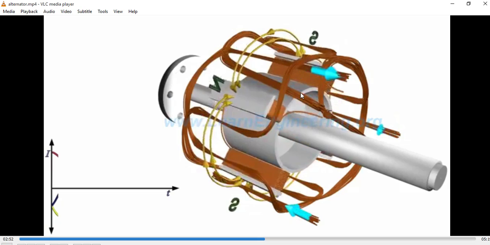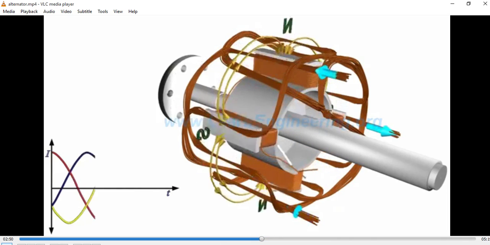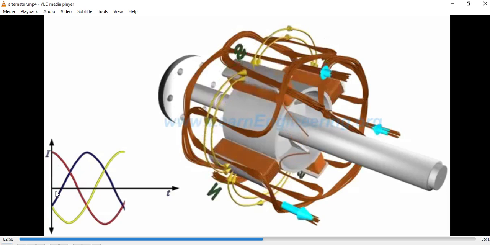Here we have the three-phase winding, connected with a 120 degree phase shift. That's why the EMF is induced with a 120 degree phase shift. You can observe that 120 degree phase shift is shown for the three phases: R phase, Y phase, and B phase. We have three-phase windings.